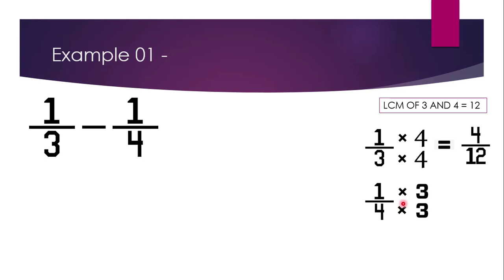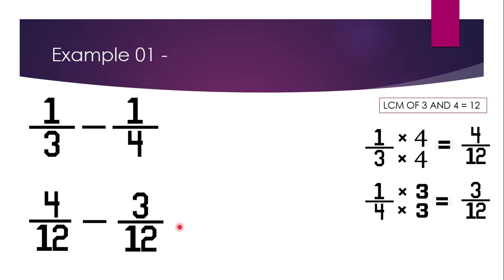If I multiply both numerator and the denominator by 3, what is the answer then? 4 times 3, 12. 1 times 3, 3. So the answer is 3 over 12. Then again, if we go to the question, 1 over 3 is equal to 4 over 12. Then 1 over 4 is equal to 3 over 12. So we have taken the equivalent fractions.